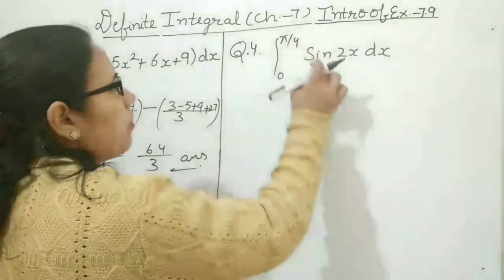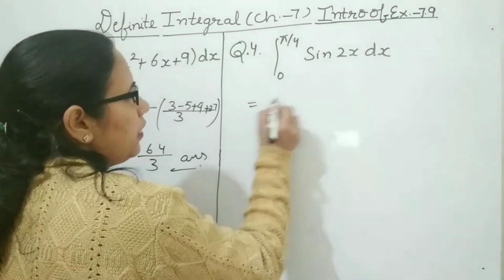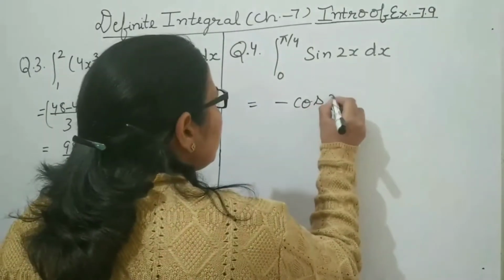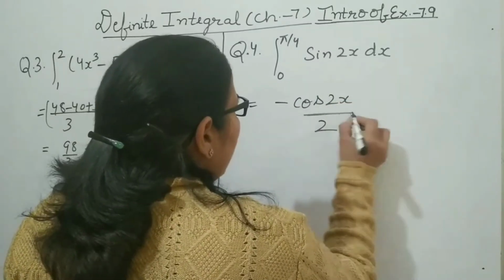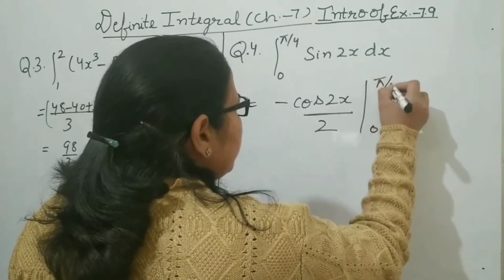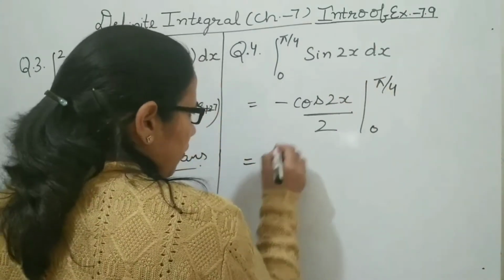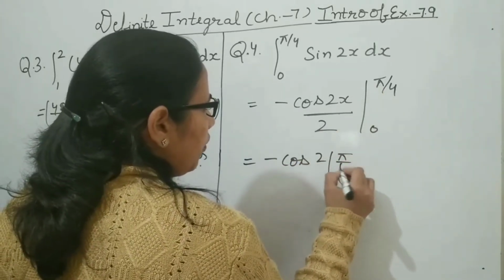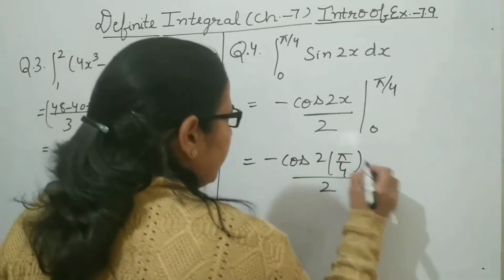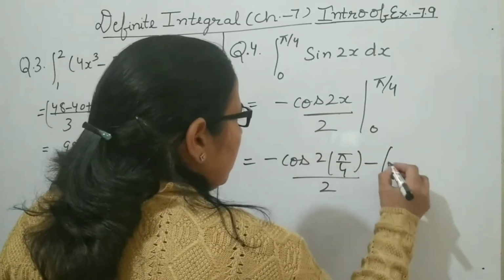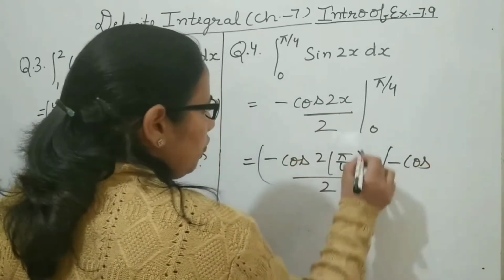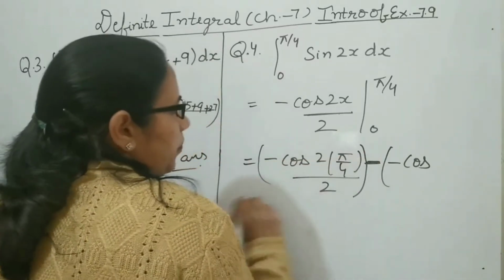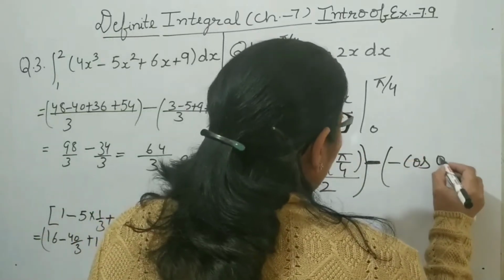Integral of 0 to pi by 4 sin 2x dx. So first we integrate this function. Integration of sin 2x is minus cos 2x by 2. Now take these limits from 0 to pi by 4. First we take the upper limit, 2 into pi by 4 upon 2. Then minus of cos. Always use these brackets for solving upper and lower limit. Minus cos of 0 by 2.